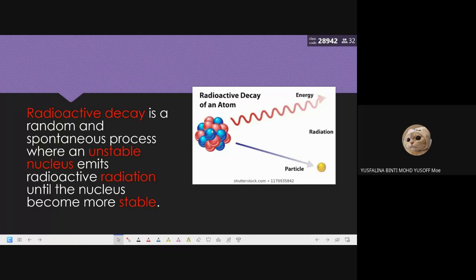Alpha is the helium, while beta is the electron, and gamma has no charge. It is neutral, and it is one type of electromagnetic wave. They need to release that so they can become more stable. Not only do they release radiation rays, they also release energy at the same time, and that energy is used to produce electricity. So I hope you can understand.